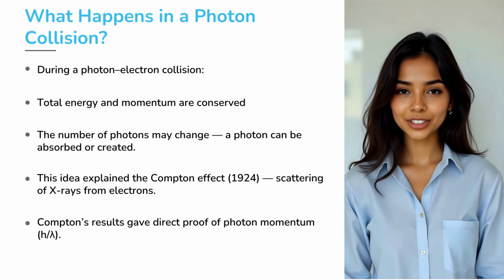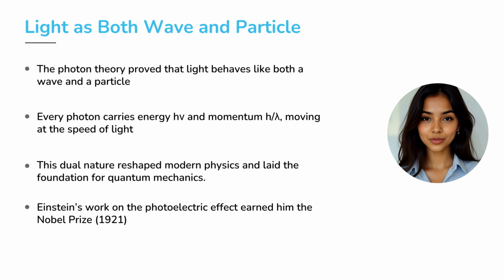To wrap it up, the photon theory of light tells us that radiation behaves as if it is made up of individual particles, or photons. Each photon carries energy h times nu and momentum h divided by lambda, travels at the speed of light, and is electrically neutral. This dual nature, light behaving as both a wave and a particle, lies at the very heart of quantum mechanics. Einstein's theory of the photoelectric effect won him the Nobel Prize in Physics in 1921, and Millikan's precise experiments later confirmed it.